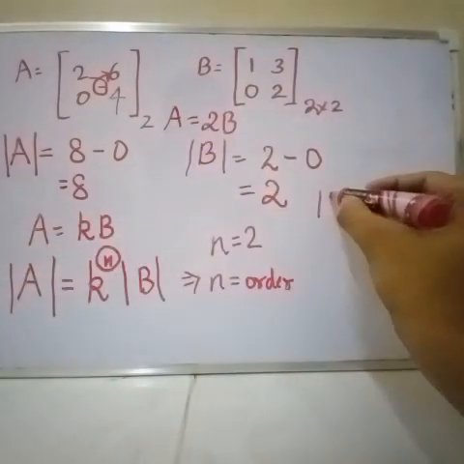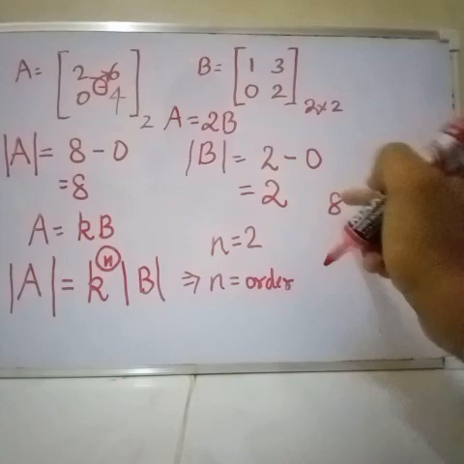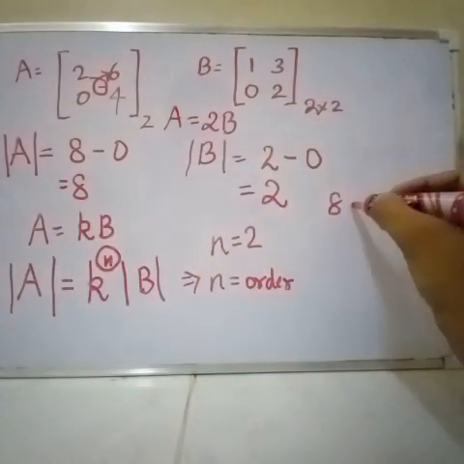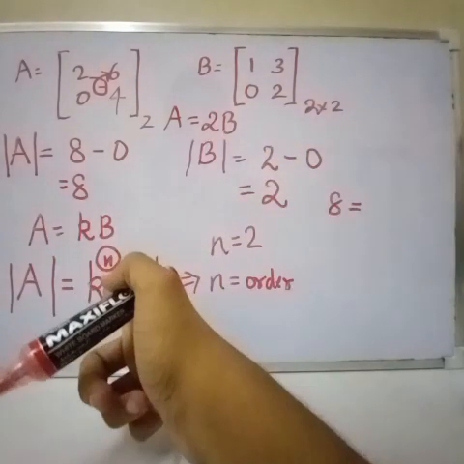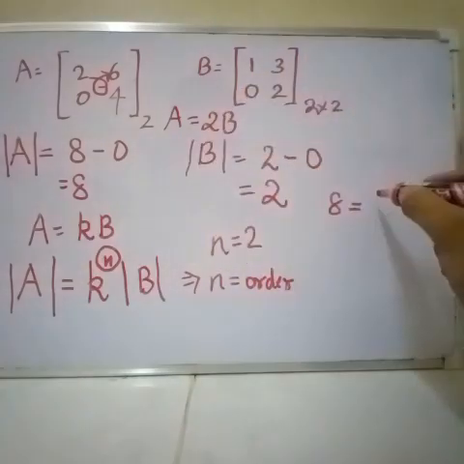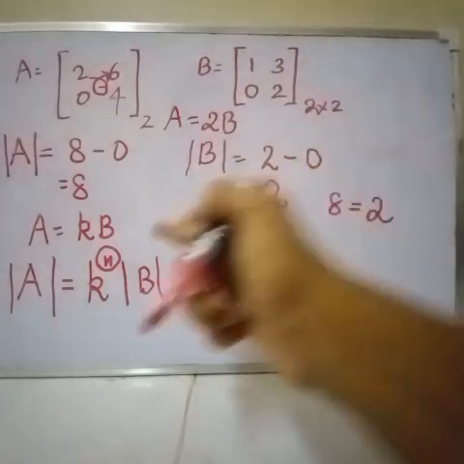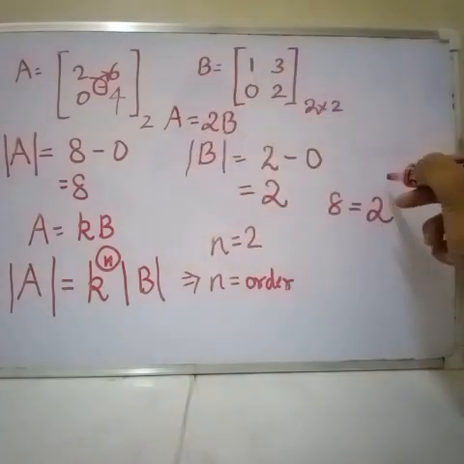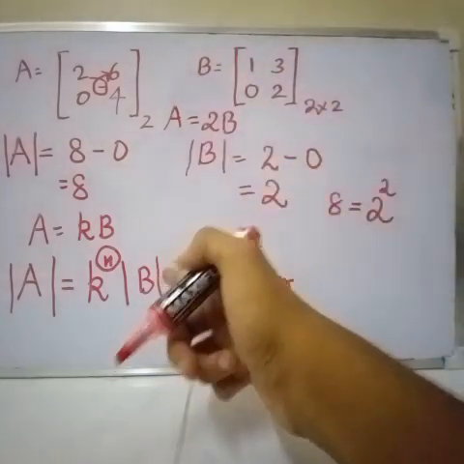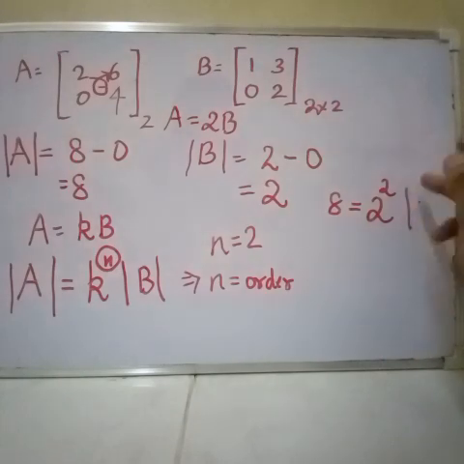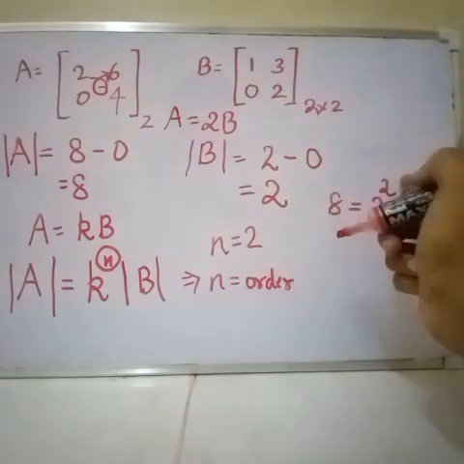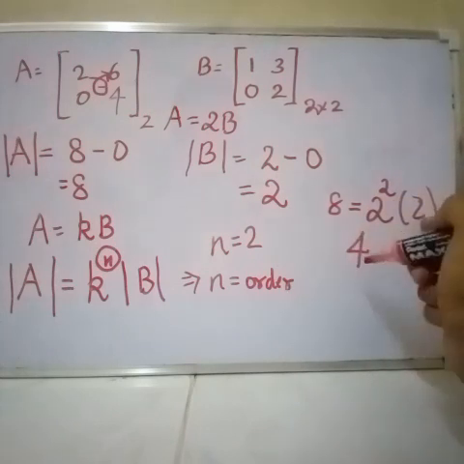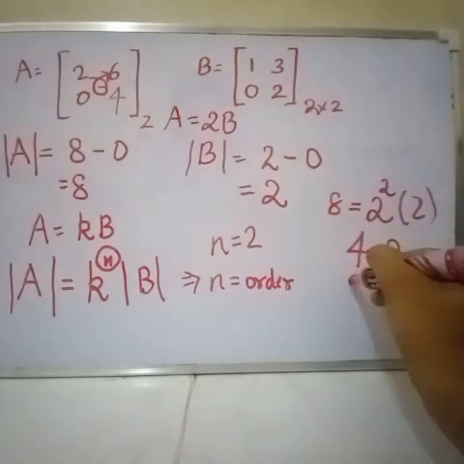Determinant of A is 8. Is it equal? Let's check. K here is 2, raised to the power n. What is the order of the matrices? Both have the order 2, and determinant of B is 2 itself, right? So 2 squared would be 4, and 4 times 2 would be 8 itself.